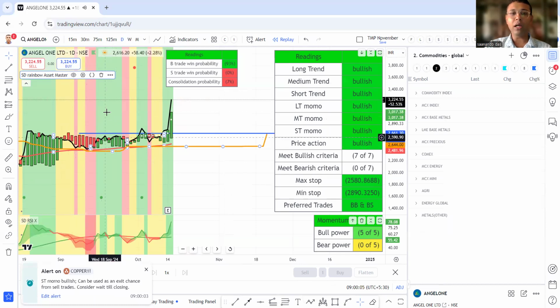If the background color is green, the short-term trend is bullish. If the background color is red, the short-term trend is bearish. And if the background color is yellow, that means the short-term trend is neutral.